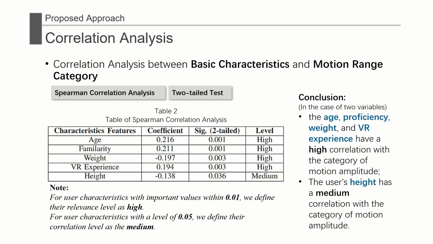To study the correlation between user features, we conducted a Spearman correlation analysis. Then a two-tail test is used. We can observe that the user's age and proficiency in game have a positive correlation with the VR experience and the user's range of motion, and the impact is more significant. The user's weight has a negative correlation with the range of motion. The height of the user is negatively correlated with the range of motion.